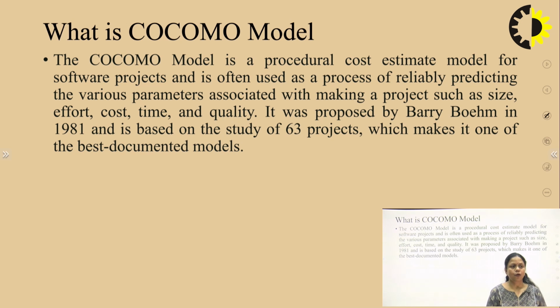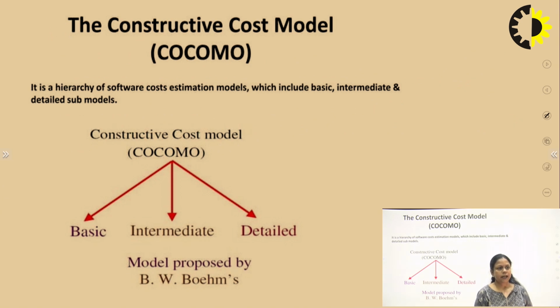So with the help of the Cocomo model, we can find out the cost of our project, or we can say that we can estimate the proper cost of our software projects. It is a hierarchy of software cost estimation models, which include basic, intermediate and detailed submodels. So we have different types of constructive cost model. First one is the basic model, second is the intermediate, and third one is the detailed model. These are the three different types of constructive cost model.